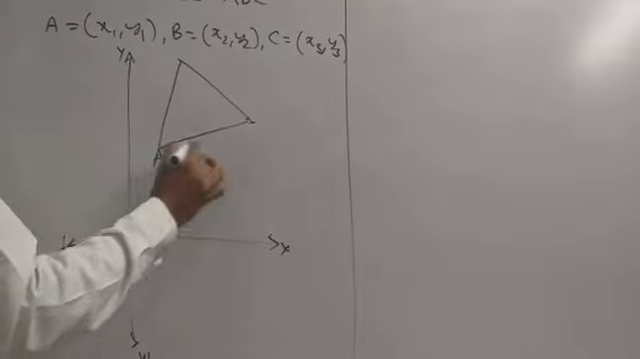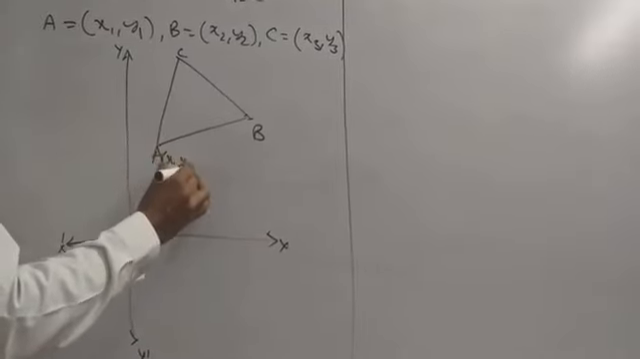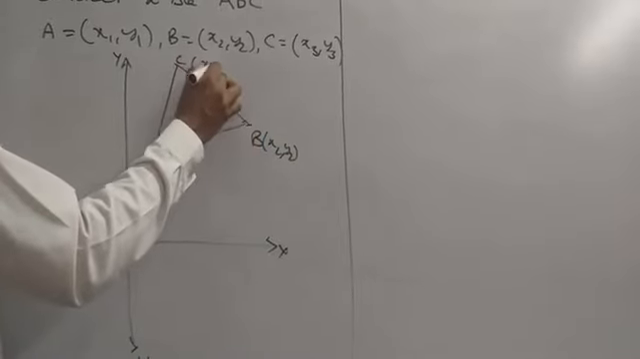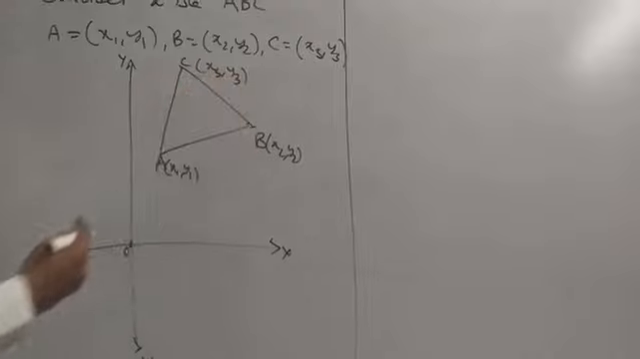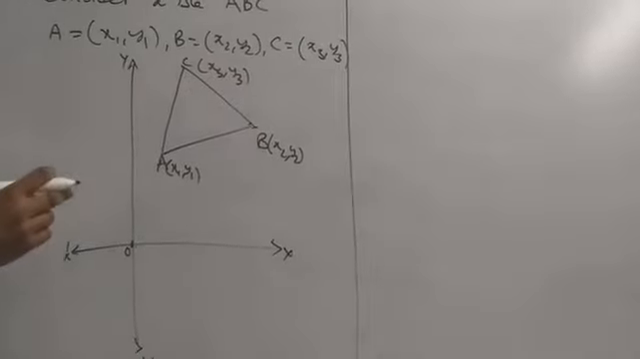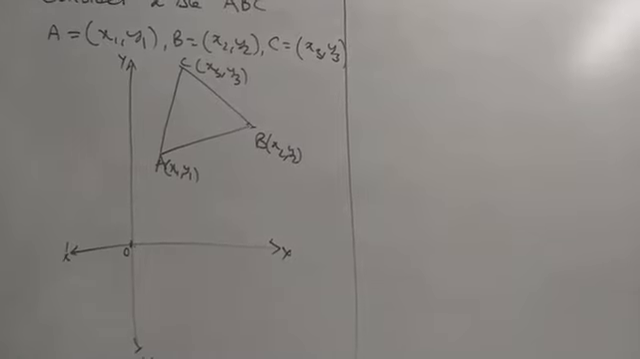Consider this is the triangle with vertices A, B, C here. That means this is x1, y1, this is x2, y2, and this is x3, y3. Whatever the formula derivation, we need to focus on the horizontal distance and vertical distance.